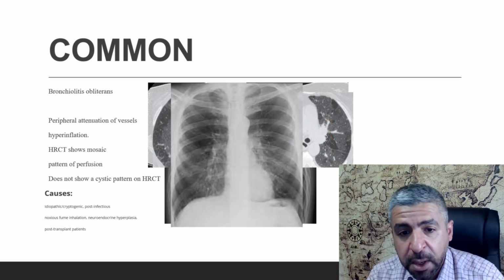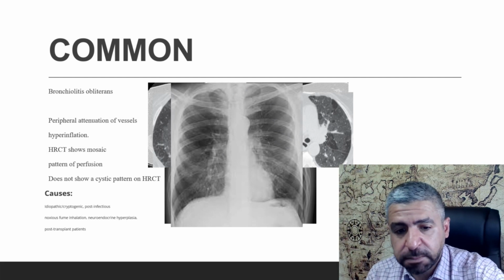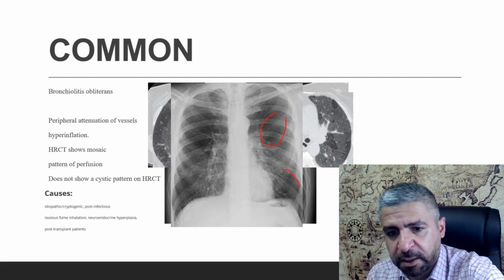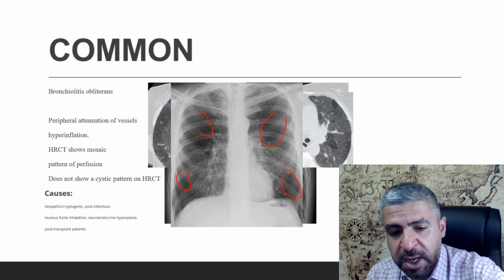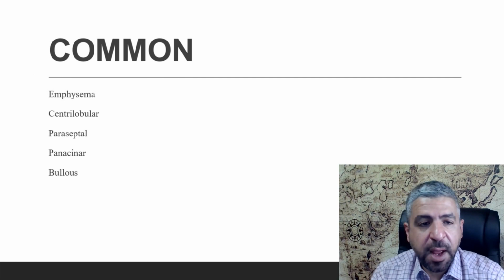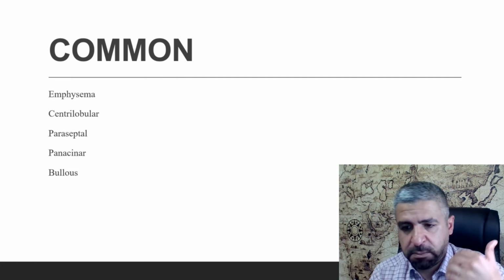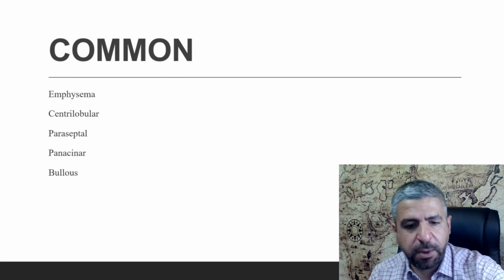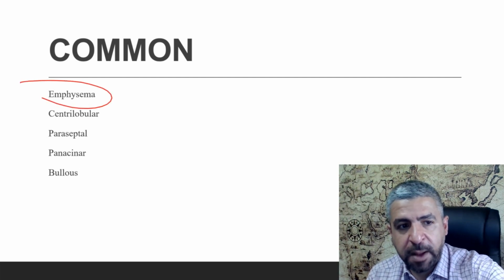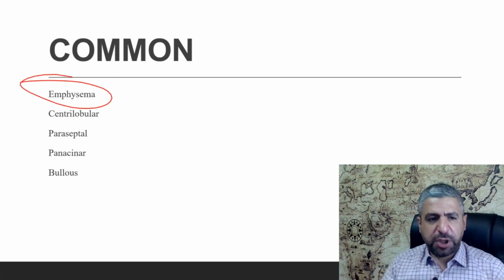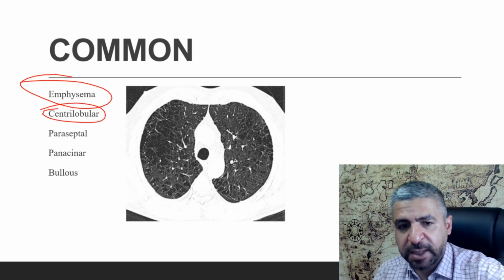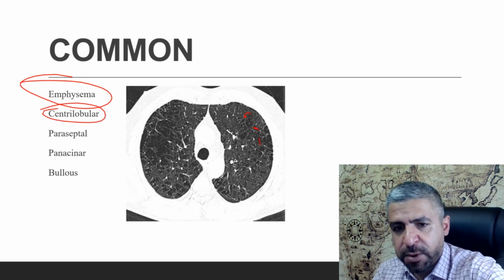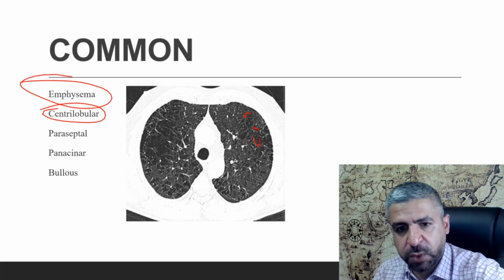Another example, you can see here, it looks like some kind of cystic appearance here and there, but they are not real cysts, they are just trapped air due to bronchiolitis obliterans. The other common cause, possibly the commonest cause of them all, is emphysema. I will not talk about the definition of emphysema, just the types of emphysema, which include the centrilobular, as in this case. You can see all the lobules have small air-filled cysts within them.